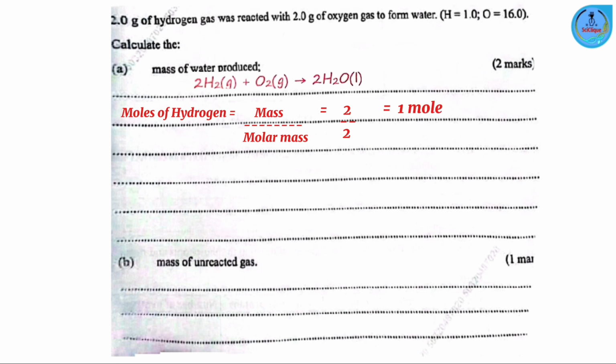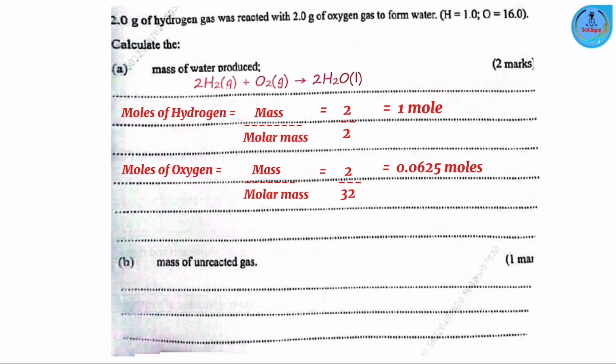What about the moles of oxygen? Again, we are going to take the mass, which is also 2, and divide by the molar mass, which in this case is 32. Why? Each oxygen atom has 16, multiplied by 2 gives us 32. So when we divide the mass by the molar mass, we get the number of moles of oxygen gas as 0.0625. Now guys, I want you to look at these two, compare these two.